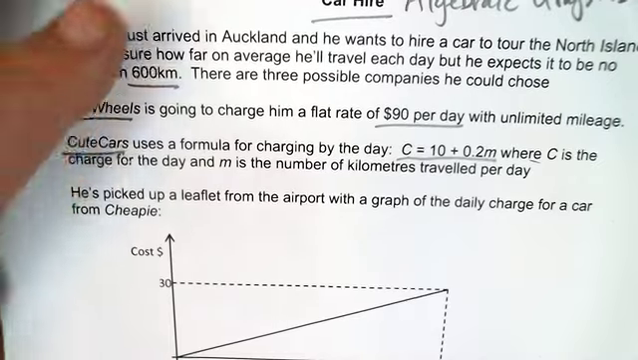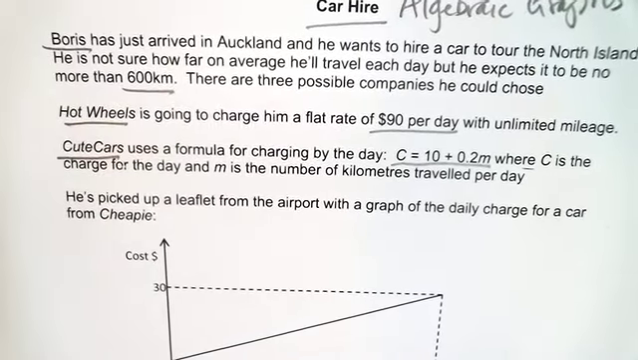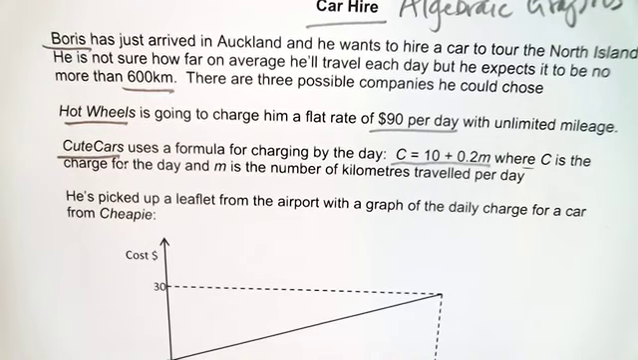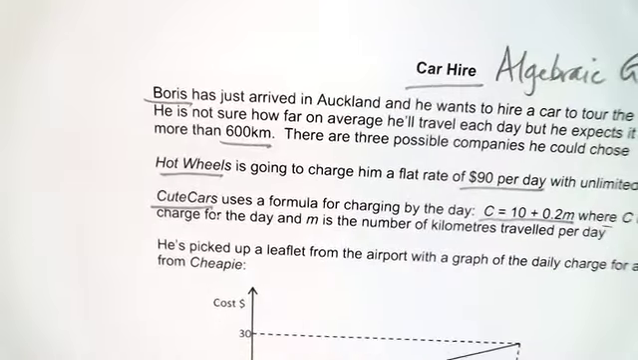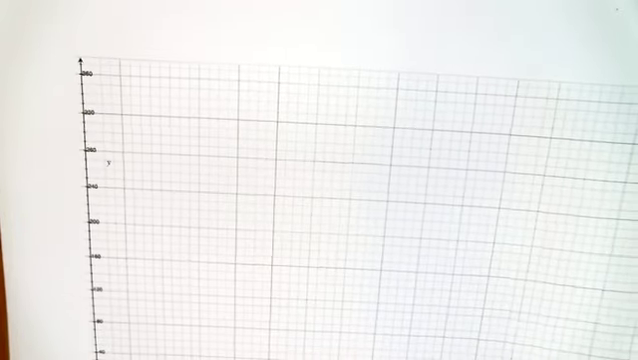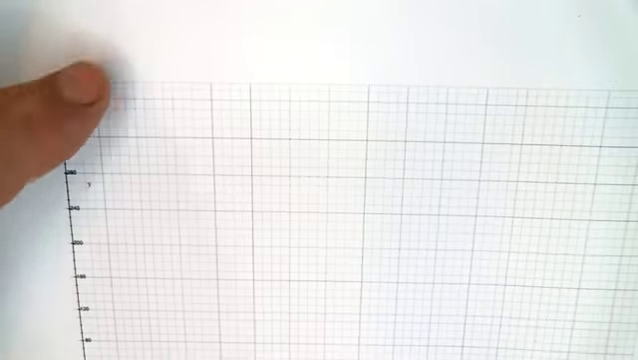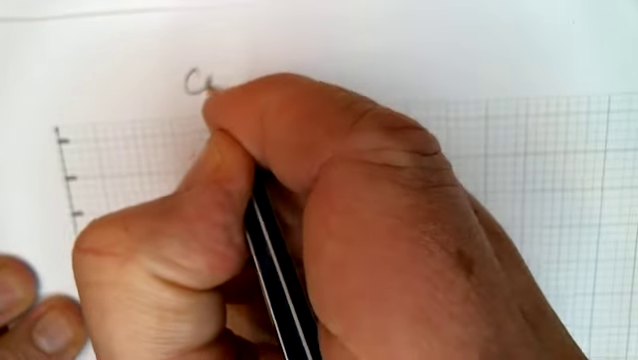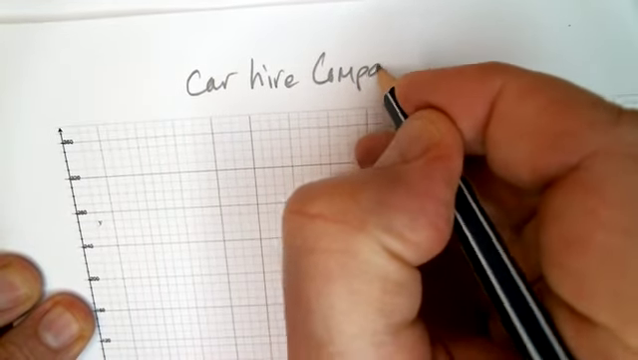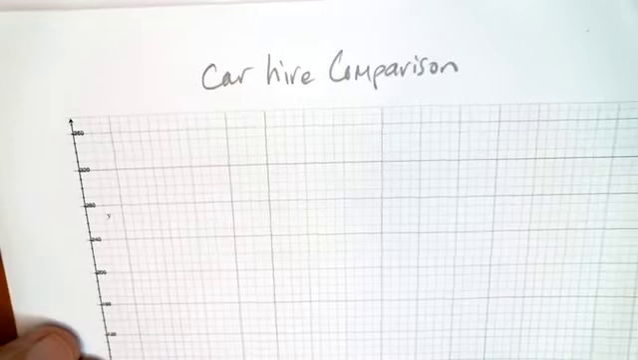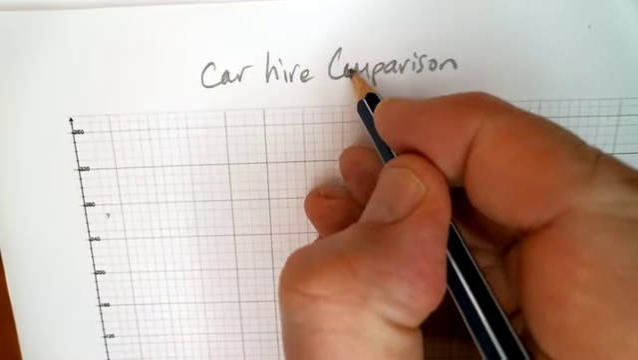So first of all, I think there's two things we need to do. The first thing we need to do is we need to draw a graph. We need to graph this whole thing. I actually have some paper here I was going to use. And here it is. So I'm actually going to label this because we need to have a label for it. I think I'm going to call it a car hire comparison. Whatever you do, have a title, yeah? One of the key things they look for.